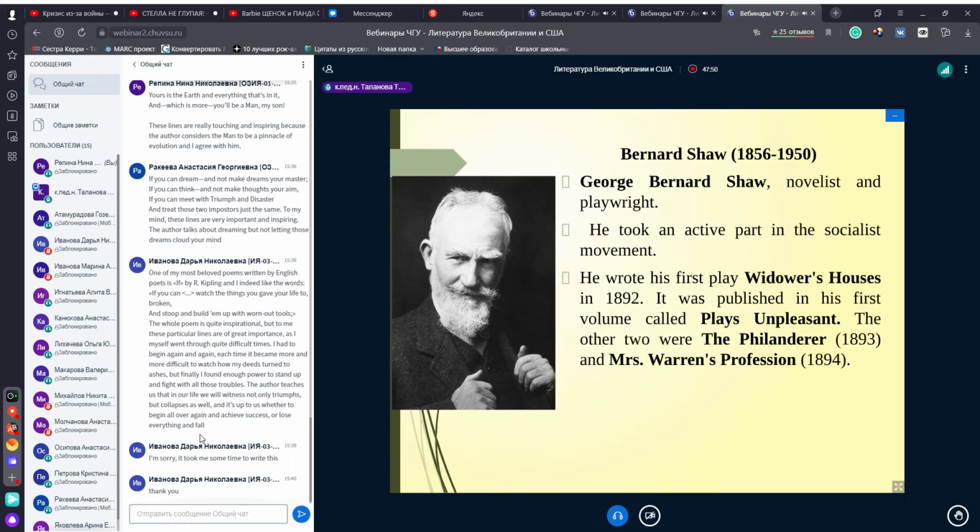Bernard Shaw was always very active in everything he did, and he took part in the socialist movement. He was afraid of any revolutionary changes. That's why he was for reforms. He began writing in 1879, and from 1879 up to 1883, he wrote five long novels. They were rejected by all publishers.